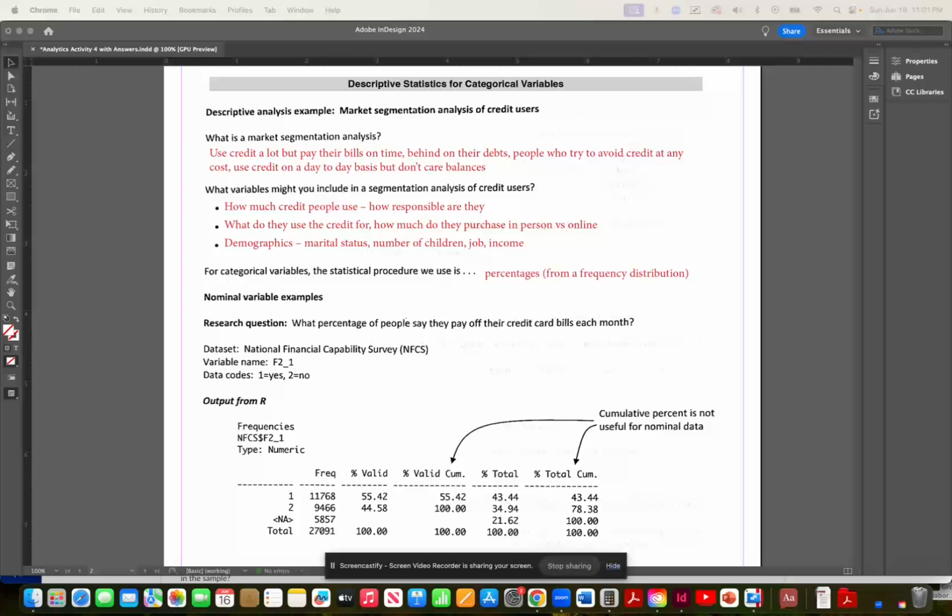The most fundamental type of analysis we're going to do is descriptive statistics for categorical variables. And we've already seen examples of this in earlier analytics activities. So we're going to do one more or a couple more. This time we're going to do an example on market segmentation analysis of credit users. So, what is a market segmentation analysis?